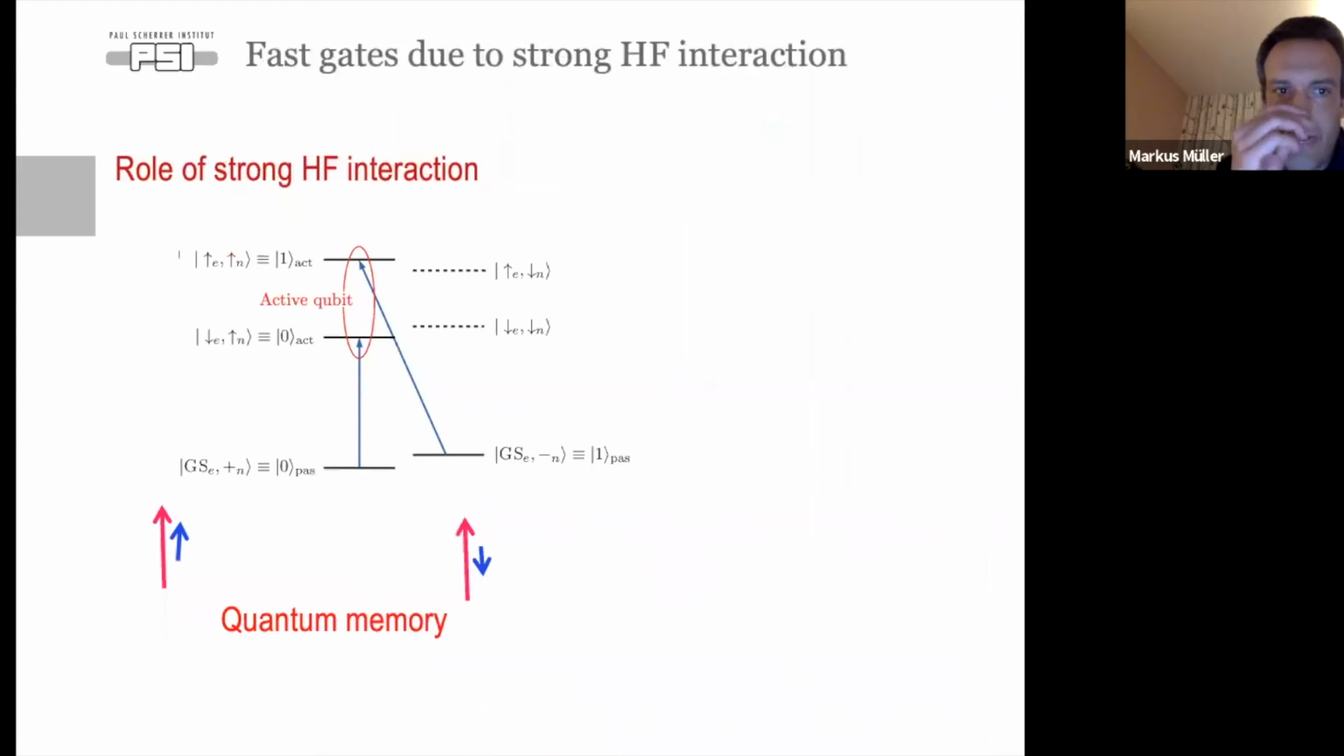The role of hyperfine interaction is quite interesting here, so I spend a little bit of time here. So the quantum memory again is a big spin like the electronic spin pointing in one direction, and then the nuclear spin being in one of two states down here. And when you want to activate, you now want to transfer this information from this two-level system in the nuclear spin to the electronic spin in an activated crystal field level.